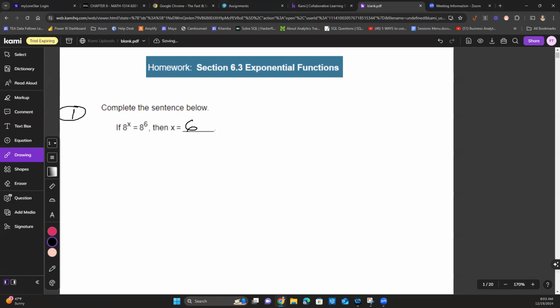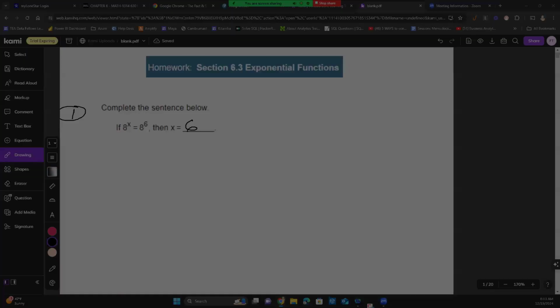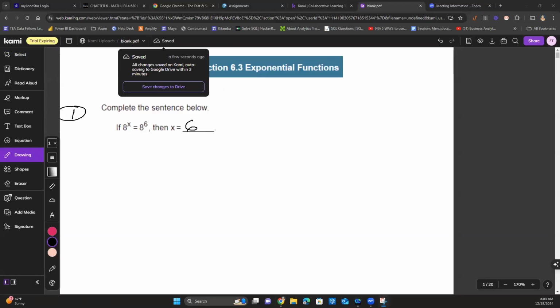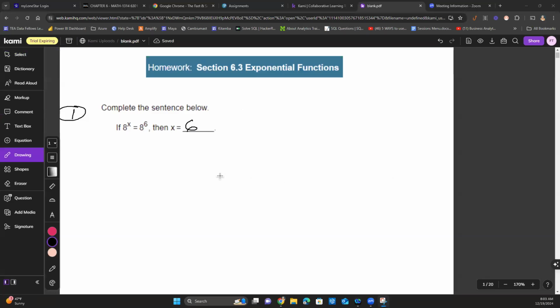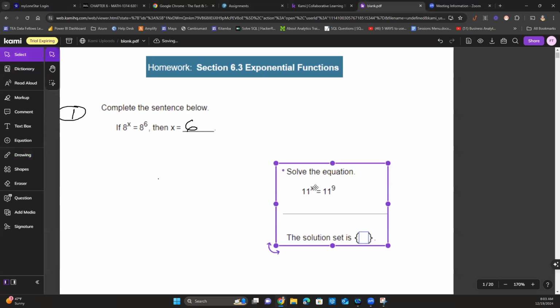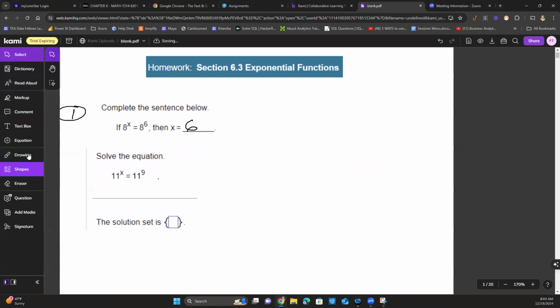For number 2 here, we have a very similar question. I am going to copy it to the board. So for this question also, 11 to the power of x is equal to 11 to the power of 9. It says solve this equation. And what is the solution set?